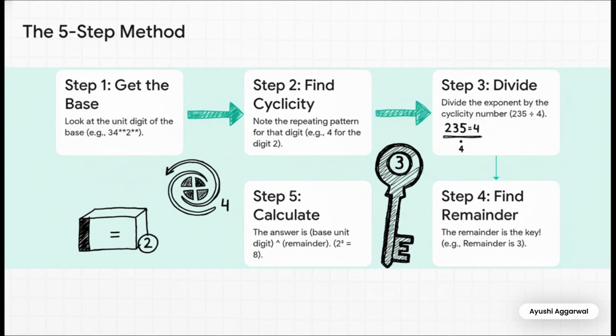Step 2. Now remember, what was the cyclicity of 2? It was 4. That means the pattern repeats every 4 powers. Step 3. So now we divide the power, which is 235, by the cyclicity number, 4. Step 4. When you divide 235 by 4, you get a remainder of 3. And this remainder is our key. Step 5. Our final answer will be the base's unit digit raised to the power of the remainder. So that's 2 to the power of 3, which is 8. See? How simple was that?